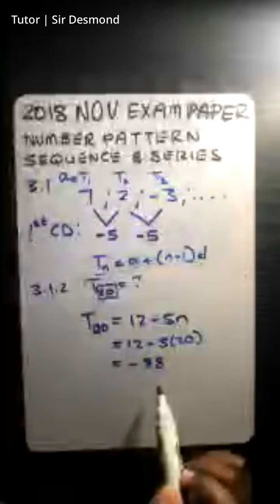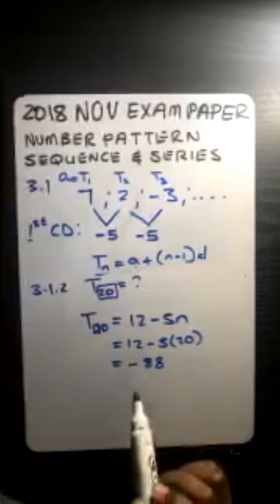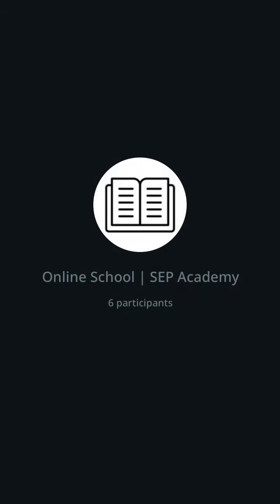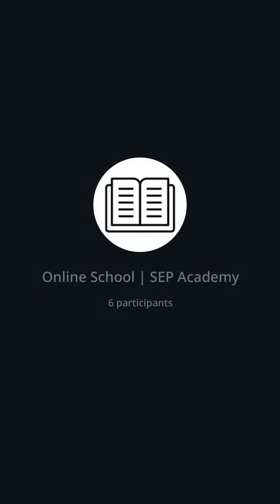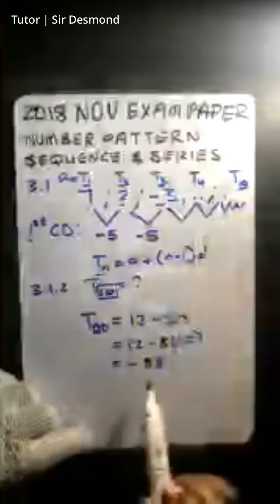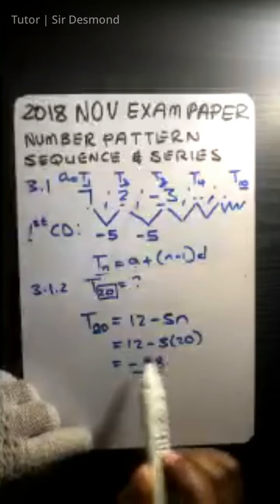Yes, it's negative 88, sir. Okay, so when you interpret this, ladies and gentlemen, it simply means term 1 is 7, term 2 is 2, term 3 is negative 3. That means for term 4, you just add negative 5, term 5, you just add negative 5, and so on, until you get to term number 20. So term number 20 is actually negative 88. That is how you interpret this answer, Vuvu.